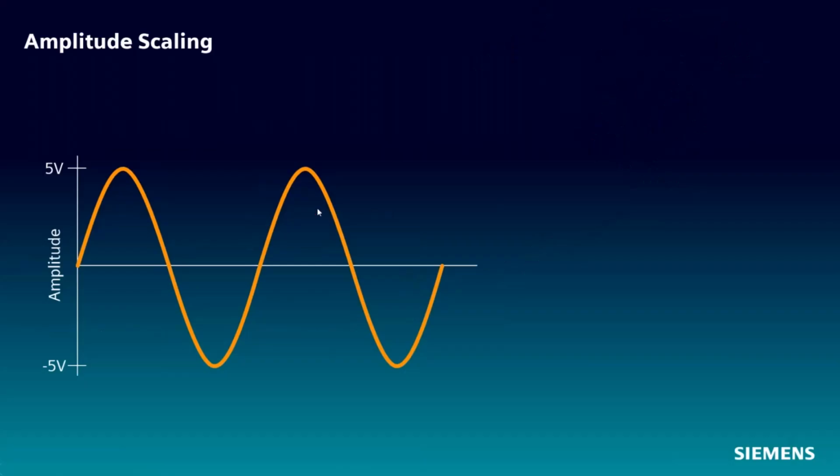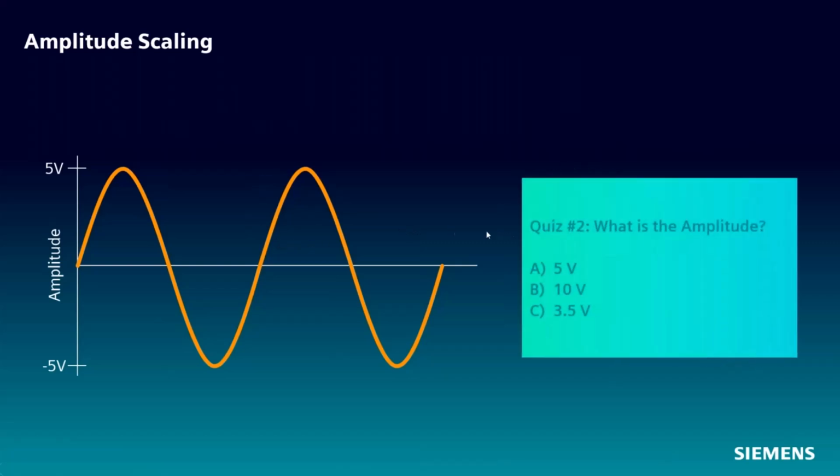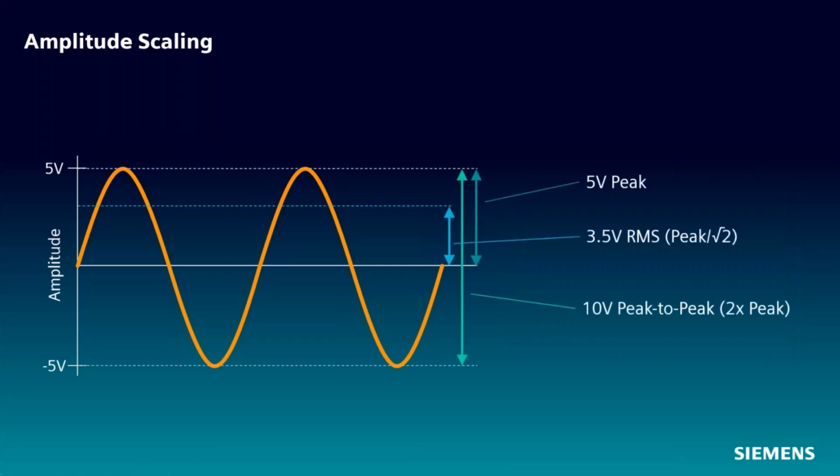Here's the big question. Got this nice sine wave here. What's the amplitude of this sine wave? Is it 5 volts, 10 volts? Is it 3.5 volts? What would you pick, Charles? I'm going to go all three, depending on what someone's asking for. You're too smart. Yes, it was a trick question because the answer is D, all of the above.